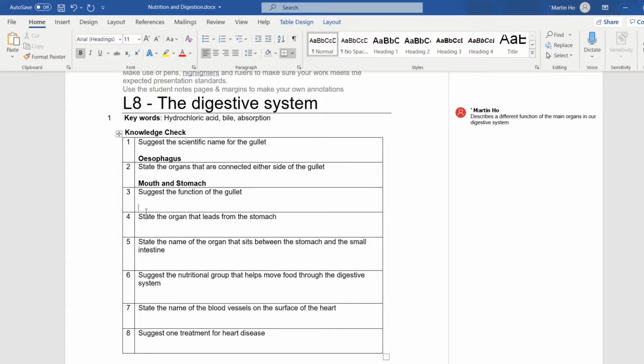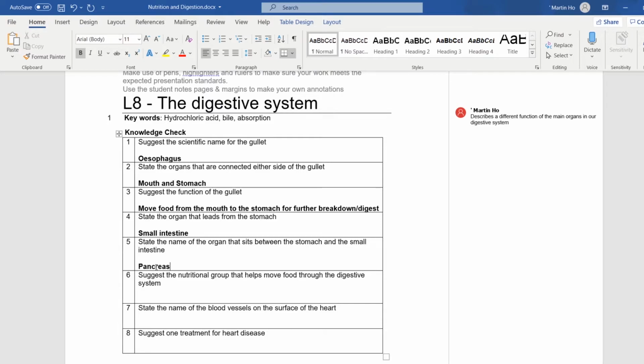3. Suggest the function of the gullet. The gullet's function, or the esophagus's function, is to move food from the mouth to the stomach for further breakdown/digestion. 4. State the organ that leads from the stomach. So after the stomach, our digestive system begins to trail into our small intestine. 5. State the name of the organ that sits between the stomach and the small intestine.